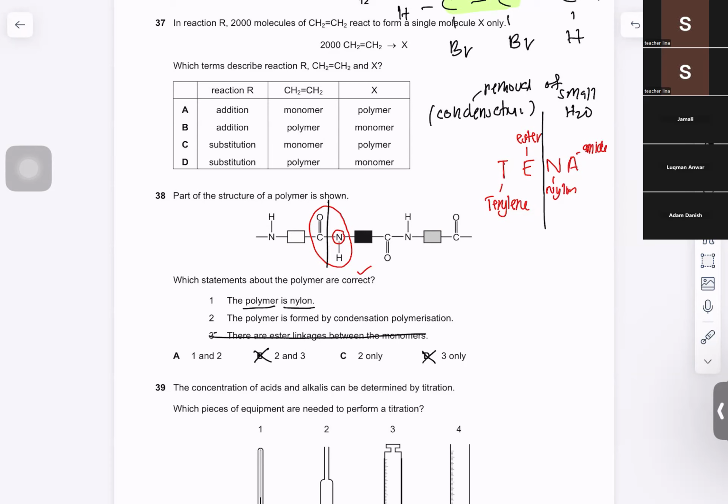If you break this one, C double bond O, then you have OH. And then the NH, if you break this one, NH and then H. They're gone. It does the removal of the small molecule. Okay, done.